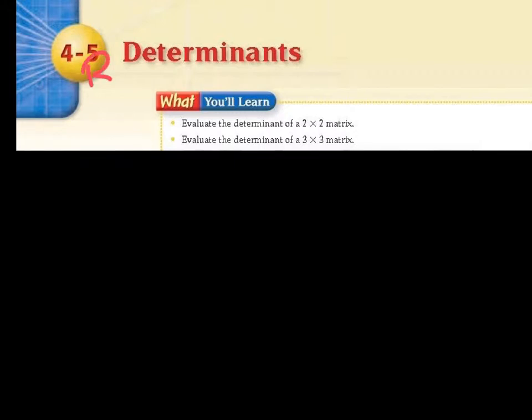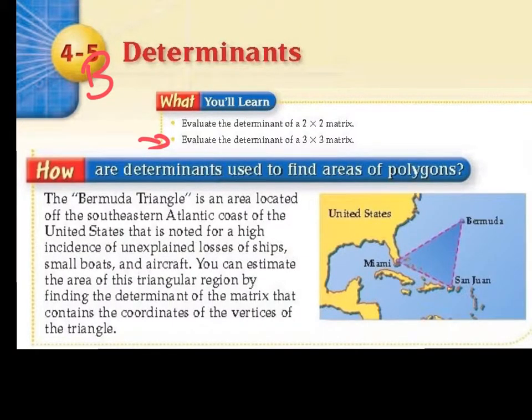In this video, we're tackling the 3 by 3 determinant. How are determinants used to find the area of polygons? The Bermuda Triangle is an area located off the southeastern Atlantic coast of the United States that is noted for a high incidence of unexplained losses of ships, small boats, and aircraft. You can estimate the area of this triangular region by finding the determinant of the matrix that contains the coordinates of the vertices of the triangle.